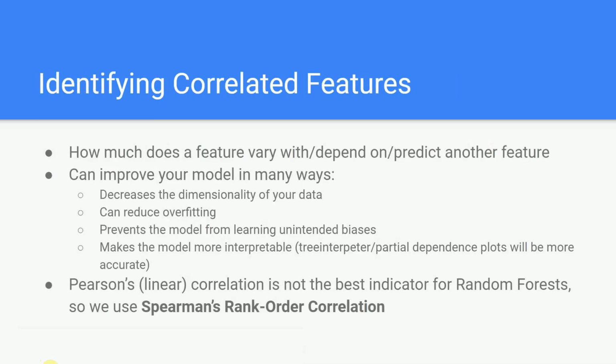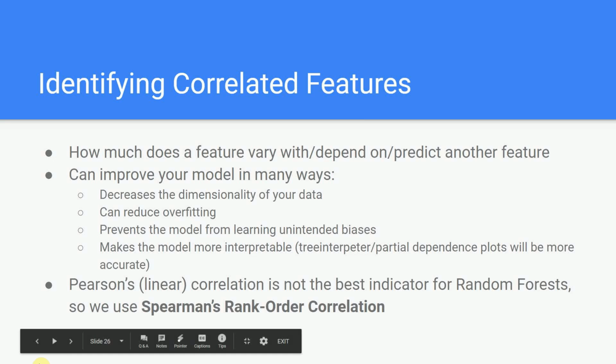Moving on, the next thing is identifying correlated features. You can think about this as looking for correlation between features, and I'll explain what that means. When we say a feature is correlated, we're talking about how much one feature varies with another, or how much one feature can be used to predict another feature. Does that make sense? If two things are increasing the same way, they're correlated.